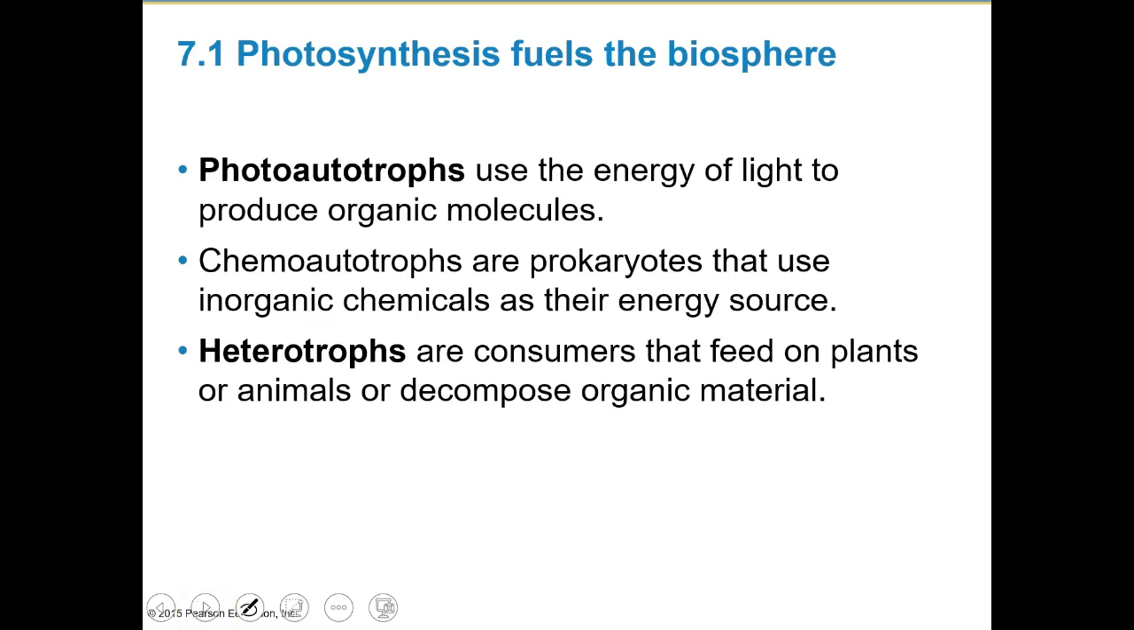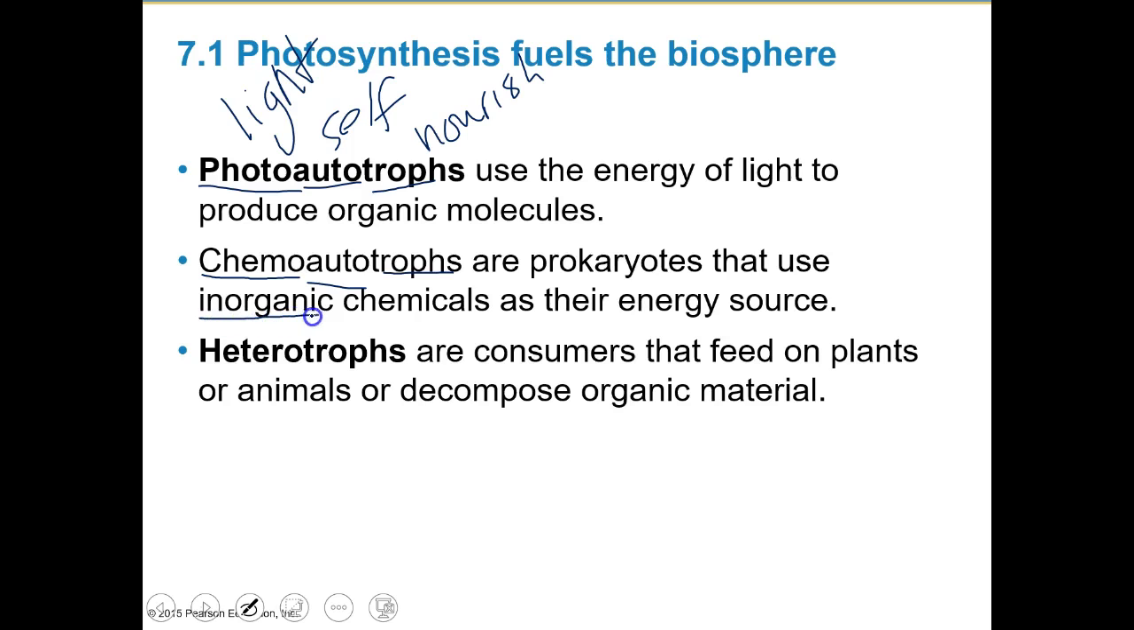So photoautotrophs use energy of light. So photo means light. Auto is still self, and troph is nourishment. So we're getting nourishment to ourselves from light. Okay, so we use the energy of light to produce organic molecules. Chemoautotrophs, so they would be using chemicals to self-nourish, are prokaryotes that have inorganic chemicals, so things that don't contain carbon, as their energy source.